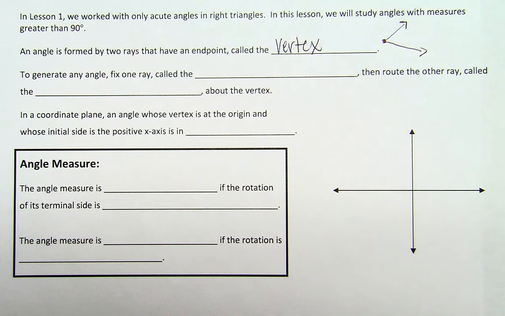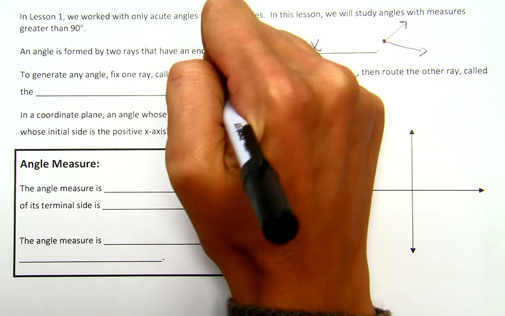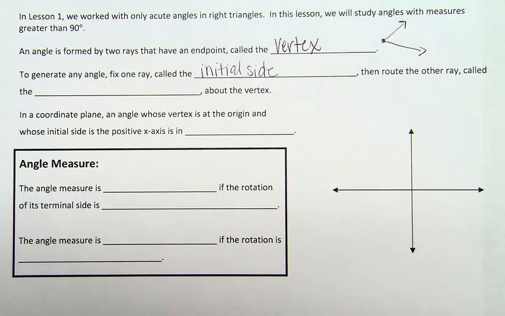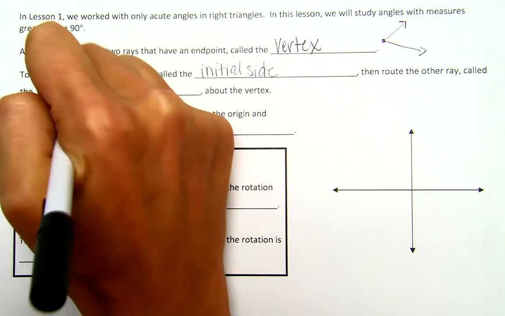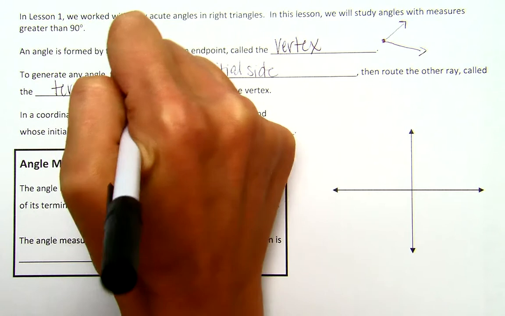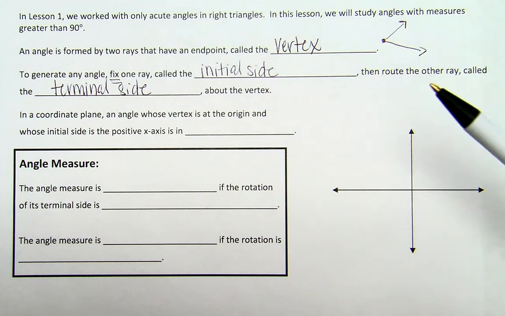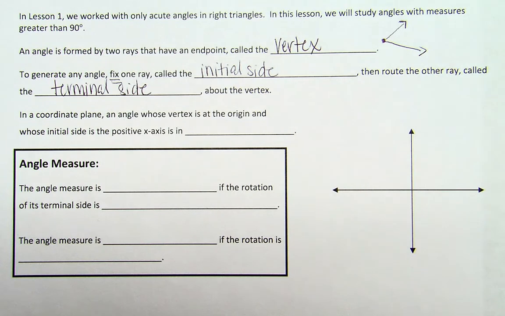To generate any angle, what we're going to do is fix one ray. So we're going to take one of these rays and we're going to fix it, which means it doesn't move. And that fixed ray is called our initial side. Then the other ray that we have in our angle, we're going to rotate around the vertex, and this other ray is called the terminal side. So we have two rays that come together at a vertex. The one that doesn't move, that's going to be in standard form on our x-axis. We'll talk about that in just a second. That's going to be our initial side.